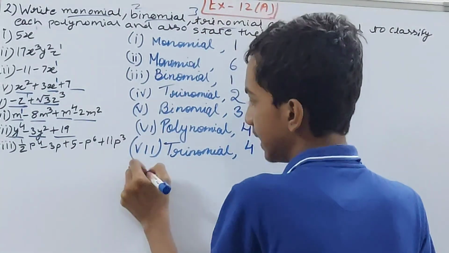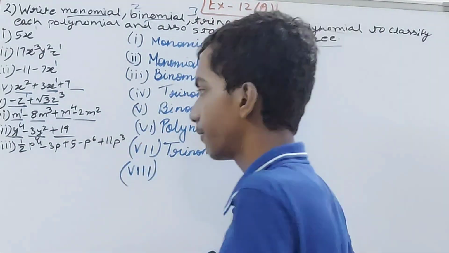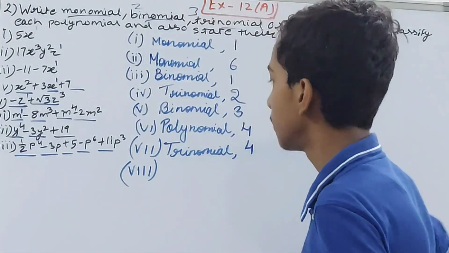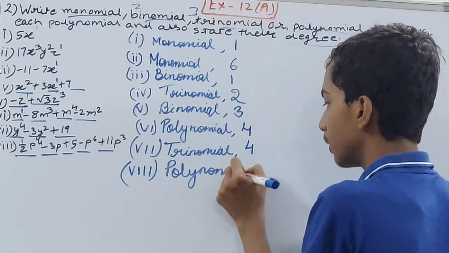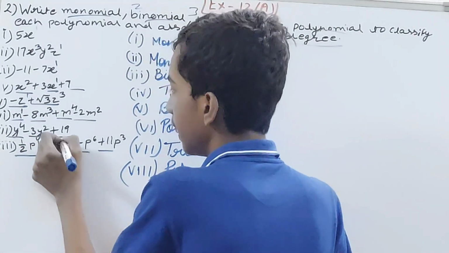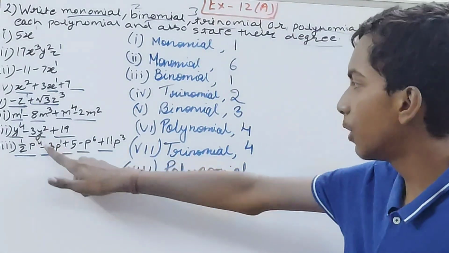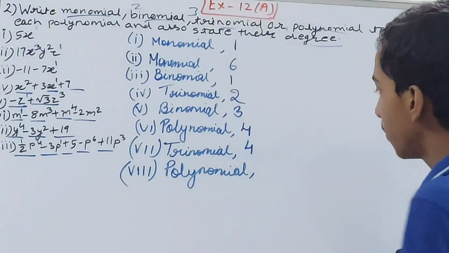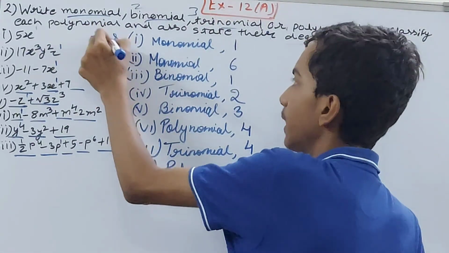Then part 8, let's see this one. Count the number of terms with me. 1, 2, 3, 4, 5. 5 terms. So this is a polynomial. And now count the degree. p to the power 4, p to the power 1, and then this has p to the power 6 and p to the power 3. So now p to the power 4, 1, 6, 3, which is the greatest one? 6. So your degree will become 6. That is your answer here. All of these 8 parts are the answers.